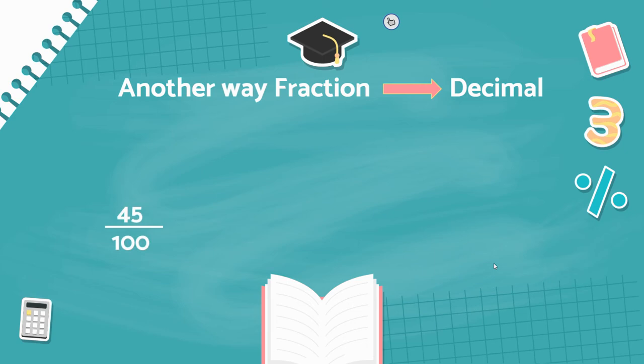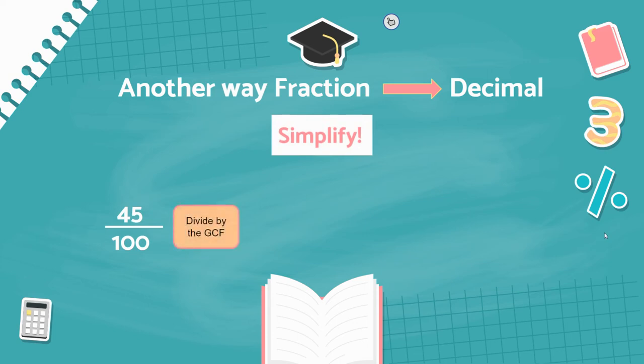Correct. Always simplify. The GCF of 45 and 100. Anybody want to take a guess? It actually is 5.